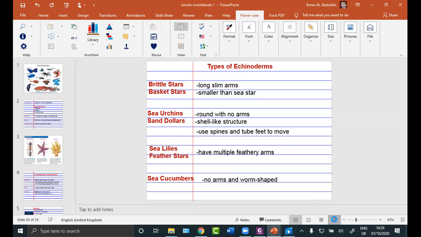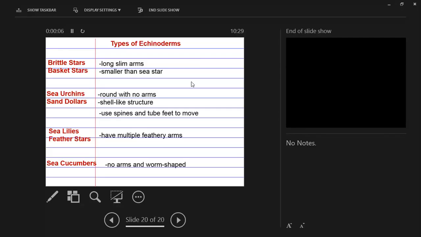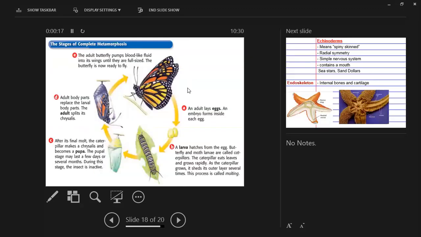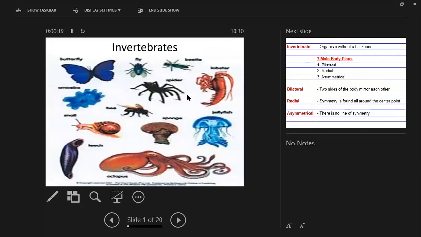I know them. Please keep silent to understand. We will talk general in the beginning. Echinoderms. From the beginning, we'll start with invertebrates. You have to know the difference between vertebrates and invertebrates.